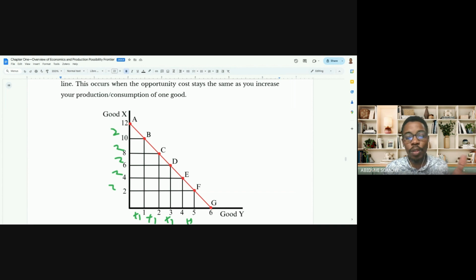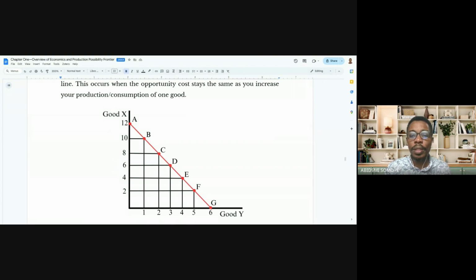So you have to give up a constant amount. Every time you want to produce one more unit of a car, or two cars, or three cars, you have to give up two airplanes, two airplanes, two airplanes. So you have to give up the same amount to have one unit of another. That's what constant opportunity cost is.